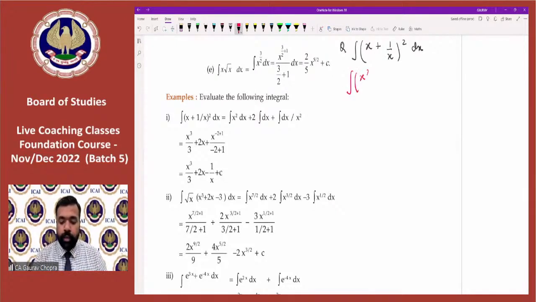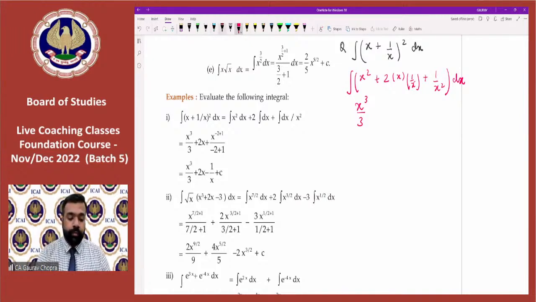So x square plus 2ab, and then plus b square, that is 1 by x square. Now we can integrate them separately. For x square will become x cube upon 3. And second one, x and x will get cancelled. We are having only 2. So integration of 2 is 2x.